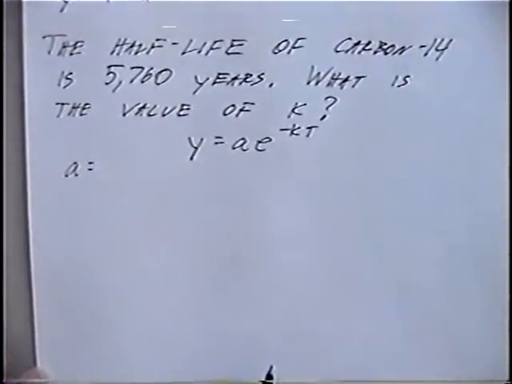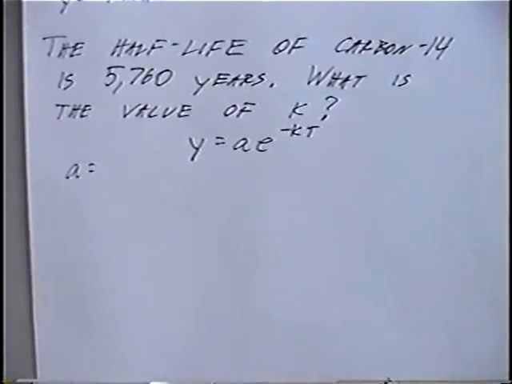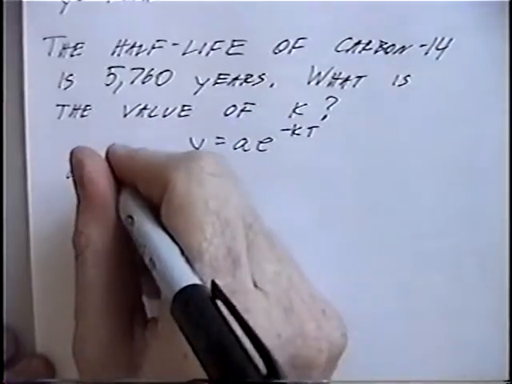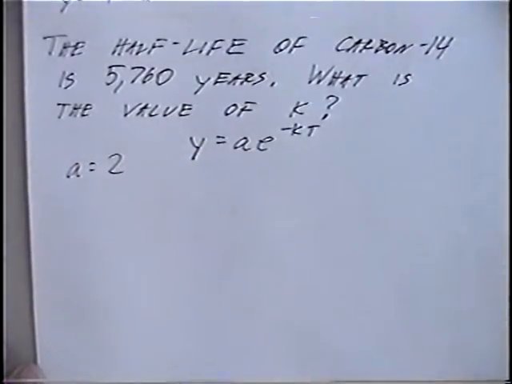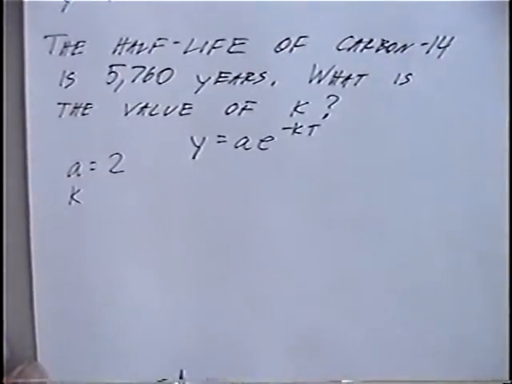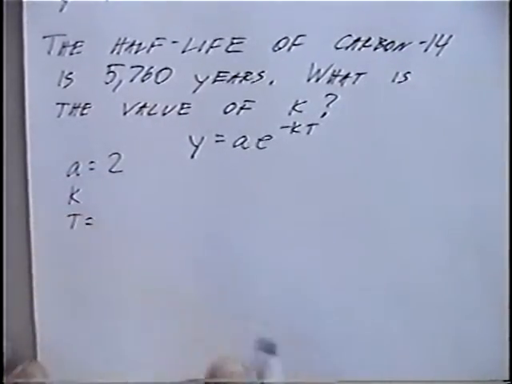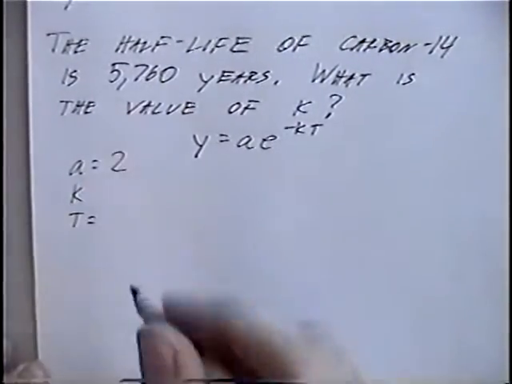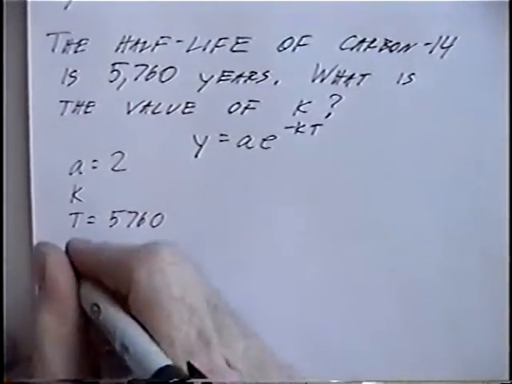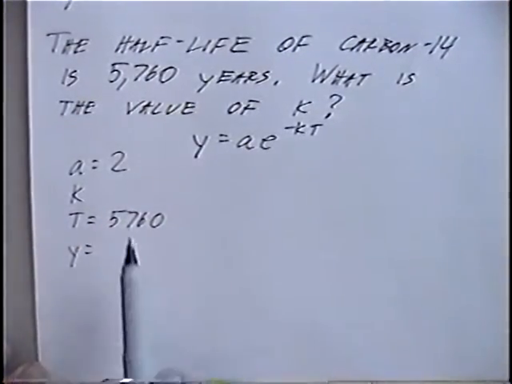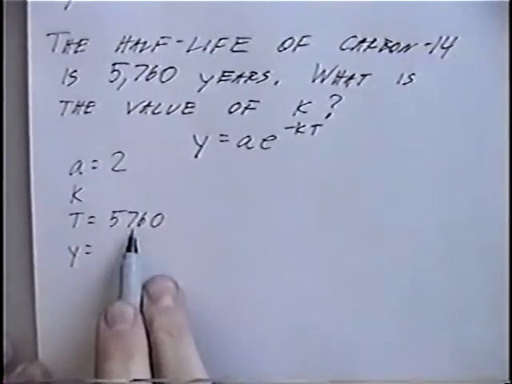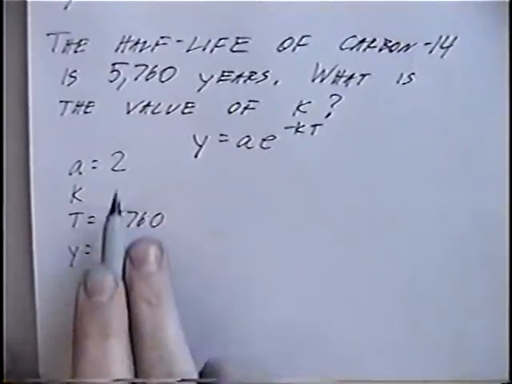For variables, A is the initial amount. The problem does not state the initial amount, but since we're using half-life, we can pick any number that we want. A nice easy number that we can take half of would be 2. K is the constant. That's what we're going to be solving for. T is the time. Time for the half-life in this case is 5,760 years. And y is the final amount. If we started with 2, half-life, again, half of it disappears after 5,760 years, so half of 2 would be 1.